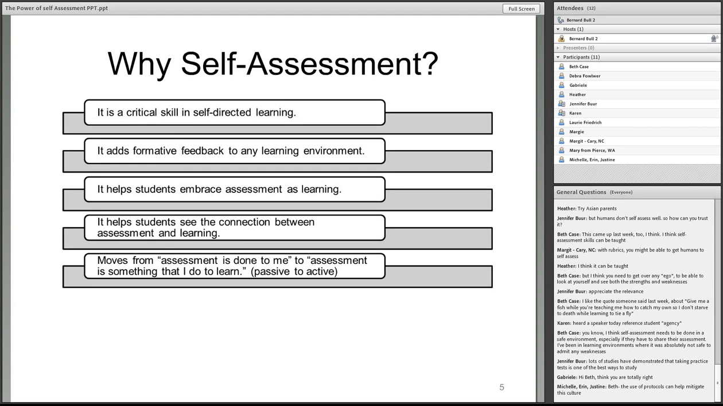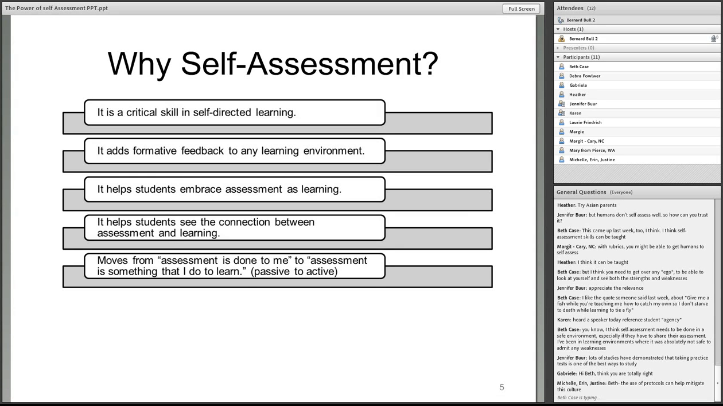The last one I'll offer then is that self-assessment can help one move from assessment as something that's done to me versus assessment as something that I do to learn. The first understanding of assessment is it's something that's done to me. It's a passive activity in a sense. In the other, the learner has a more active role in it. Assessment is seen as a tool for learning and for discovering.